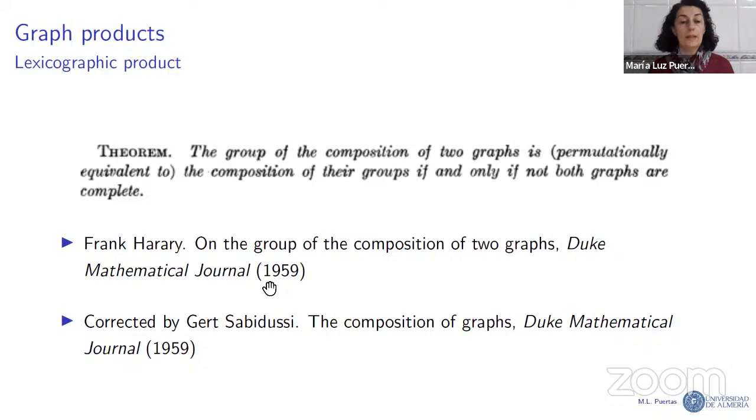As I said, in this year, 1959, at the beginning of the year and at the end of the year, Sabidussi proved a correct version of this result. He corrected a small mistake, and also he offered an extended version of this theorem. But all of them, all the results about the automorphism group of the graph.